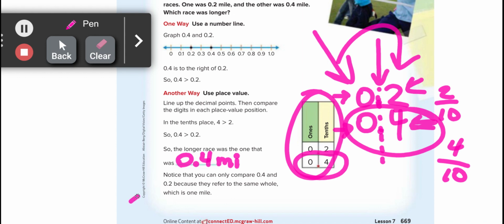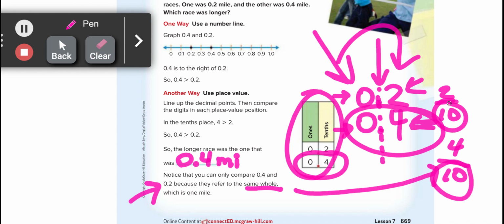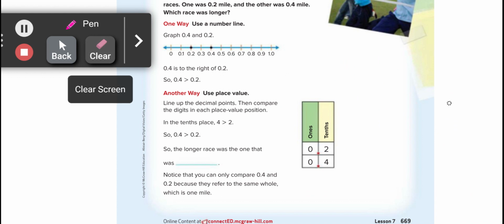And it says right here, this is very important. Notice that you can only compare 4/10 and 2/10 because they refer to the same whole. They are right for fractions when we think of them as fractions, right? So let's flip over to the back.